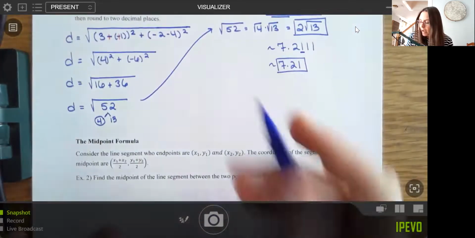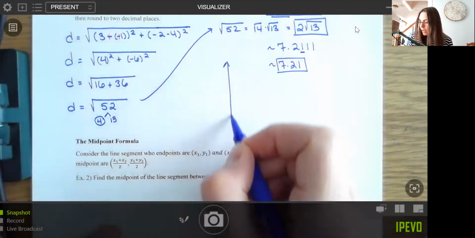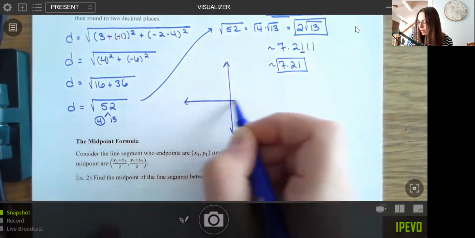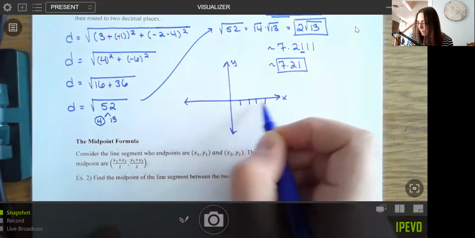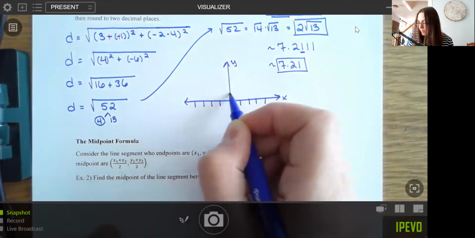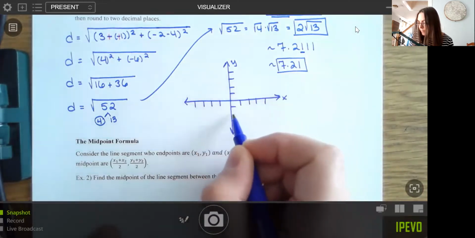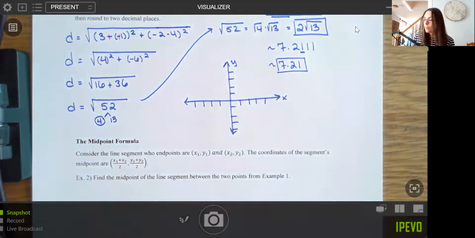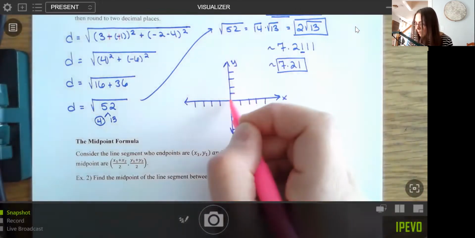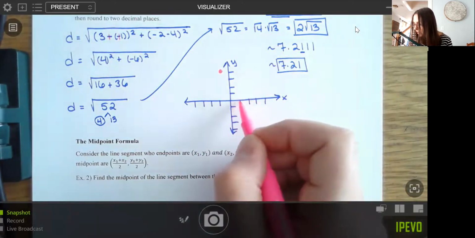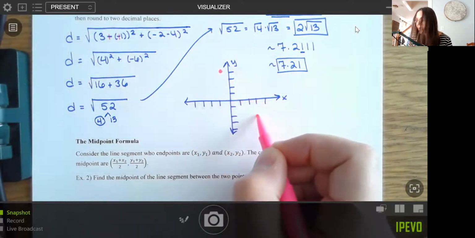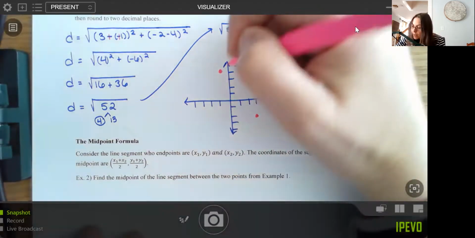Now, this one didn't say to graph, but I just want to show you really quick what is happening here. I'm just going to go by ones. All right. So my first point is -1, 4, which is about here. And then my second point is 3, -2. Again, I know this is not perfectly to scale, but I just want to give you an idea.